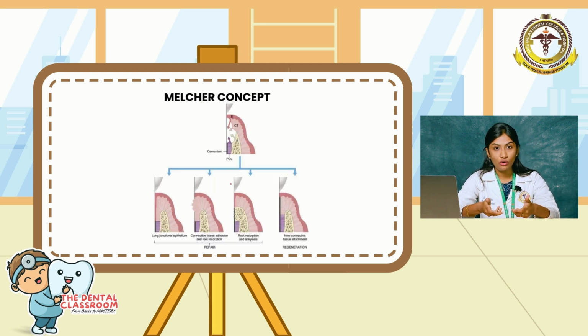So how did this goal come into the field? This concept of periodontal regeneration was first given by Melcher's hypothesis, in 1976. He analyzed which type of cells will give periodontal regeneration by analyzing the involvement of various cells during the healing process. He suggested that when epithelium comes into the defect or the healing area after any surgery, healing happens by long junctional epithelium. And if gingival connective tissue comes into the healing area, then healing occurs by connective tissue adhesion and root resorption.